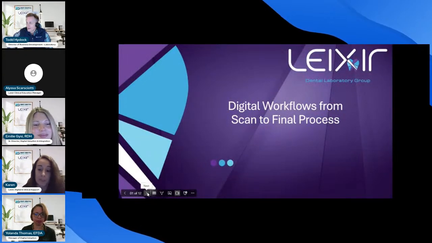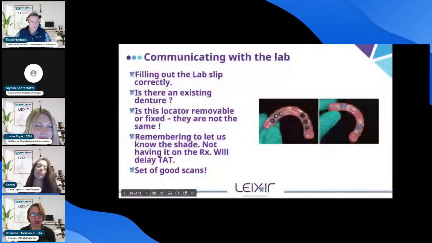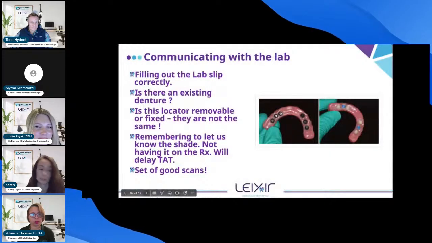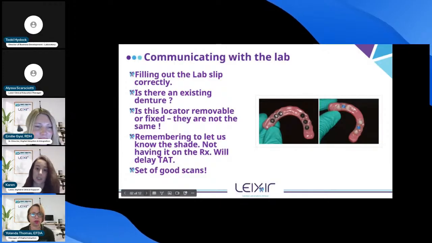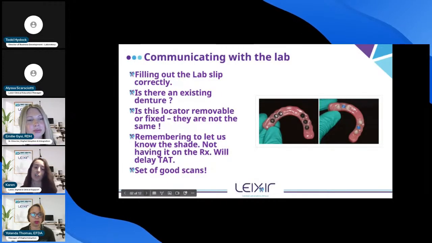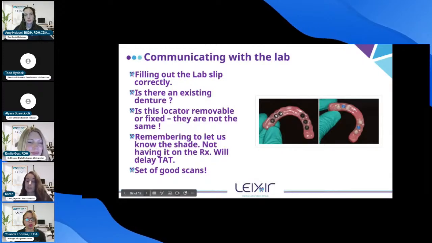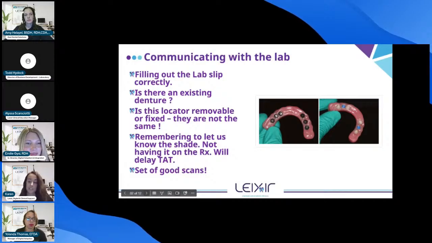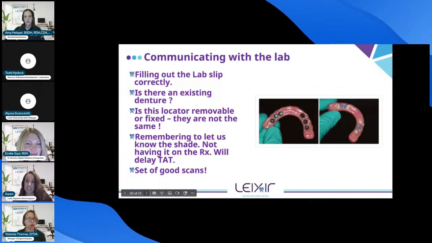So I'm going to follow right with what Amy was saying. When you guys are communicating with the lab, the biggest thing that we find is you guys need to fill out the lab slip correctly. Let us know what exactly we're doing. Is there an existing denture? Are we starting from scratch? Is this going to be a locator removable or fixed? Because those are two different things. A locator removable and a locator fixed, if you guys were on for the previous series, Amy did go over exactly how they are not the same.